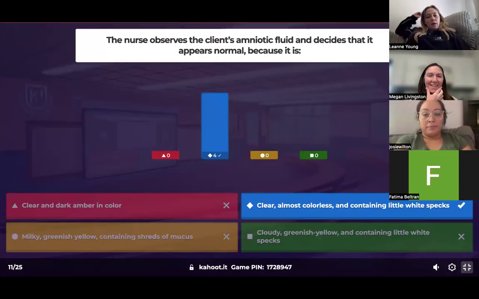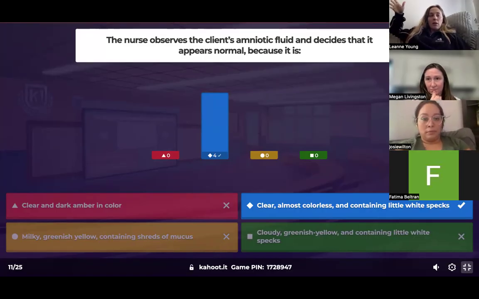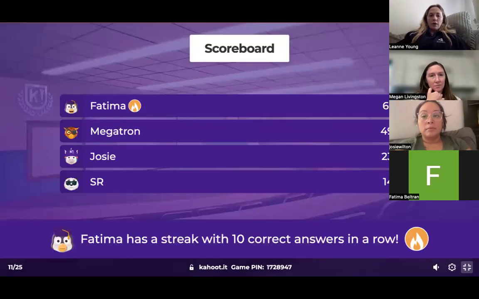Yeah, so awesome guys, the amniotic fluid should be clear, almost colorless, and containing little white specks. The little white specks are just vernix from the baby. That's normal. Okay. If it was dark and amber in color, that could indicate some type of infection. Milky, greenish yellow containing shreds of mucus is meconium stained fluid, which is an indicator of fetal distress. We don't like greenish yellow. Anytime it says green with amniotic fluid, we're thinking meconium, and that's not good. But yeah, you guys all got it. Great work.